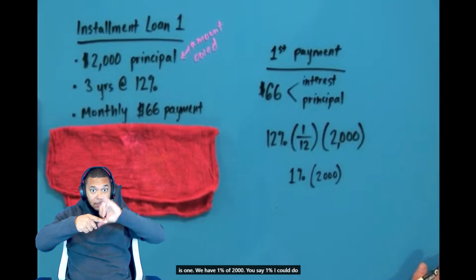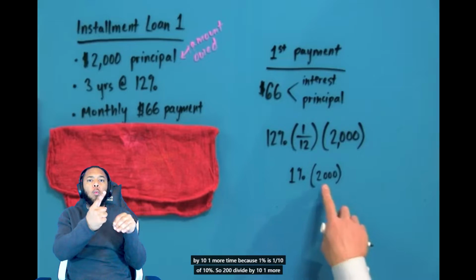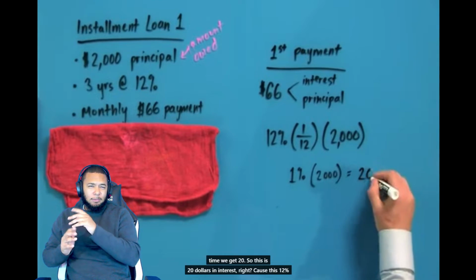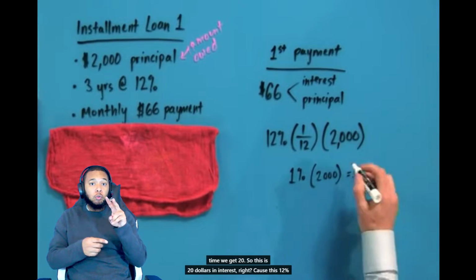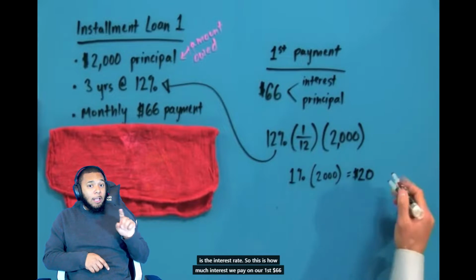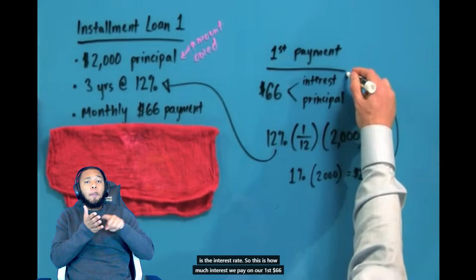You say, oh, 1%. I can do 10%. 1% sometimes gives me some trouble. Well, 10%, just divide by 10. That's simple. So you divide by 10, you get 200. But we want 1/10 of that. So divide by 10 one more time, because 1% is 1/10 of 10%. So 200 divided by 10 one more time, we get 20. So this is $20 in interest, right? Because this 12% is the interest rate. So this is how much interest we pay on our first $66 payment.